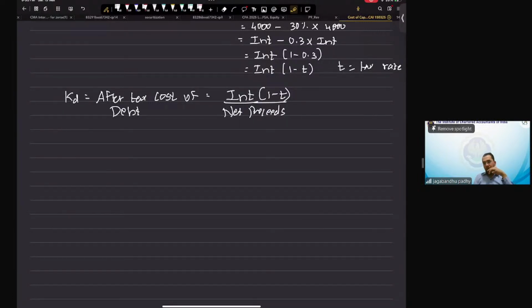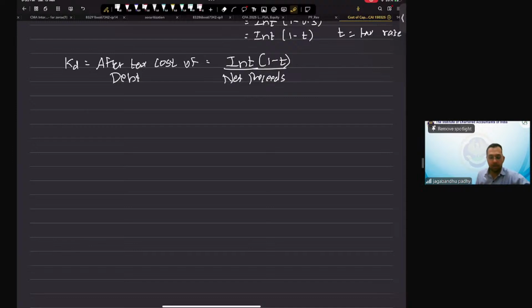Which can be redeemed, or which will be redeemed? Redeemable debentures on maturity, exactly, which will be redeemed, right? So on maturity, the debenture principal amount will be given with interest. Perfect. So if you look at the cost of redeemable debentures, how are we going to really think of it?